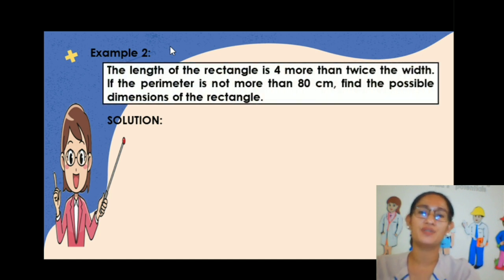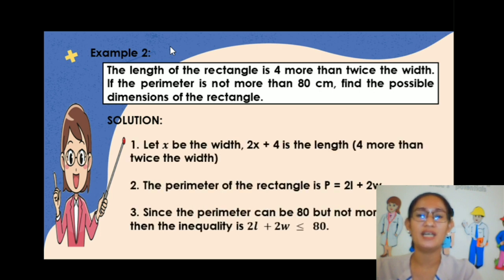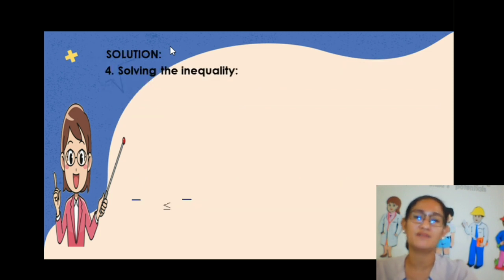Example number 2. The length of the rectangle is 4 more than twice the width. If the perimeter is not more than 80 cm, find the possible dimension of the rectangle. Solution. Let x be the width, 2x plus 4 is the length, 4 more than twice the width. Then the perimeter of the rectangle is P equals 2 times the length plus 2 times the width. Since the perimeter can be 80 but not more than 80, then the inequality is 2L plus 2W is less than or equal to 80.